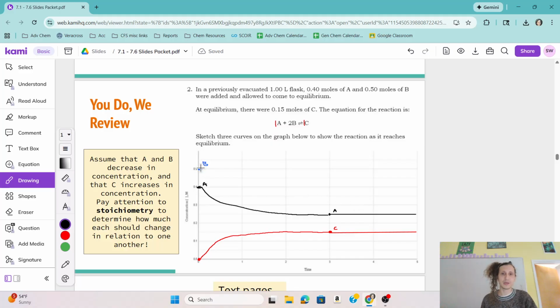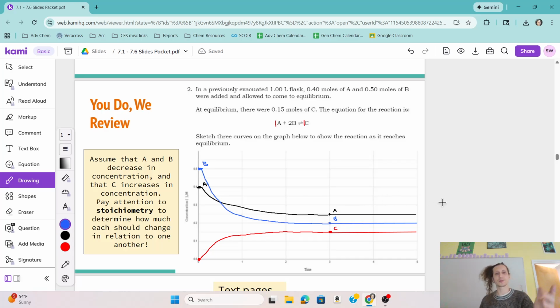And then lastly, B has a coefficient of 2. So that means B is not using up 0.15 moles, it's using up 0.3 moles. So it starts at 0.5, so we should end up at 0.2. So this would be where substance B ends up plateauing. And again, we're just looking at the stoichiometry of this to determine how things get used up.